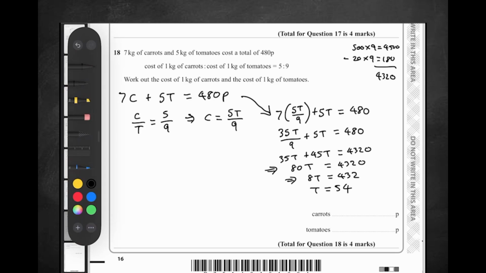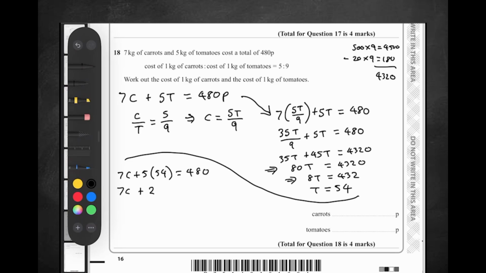So what we're going to do is put that back into the first equation. So we'll then go up here. 7c plus 5 times 54 equals 480. 7c plus 270 equals 480. 7c equals 210, taking 270 off both sides. So C equals 30. And that's our answer.